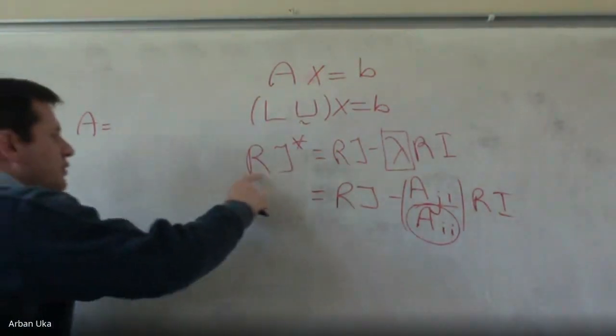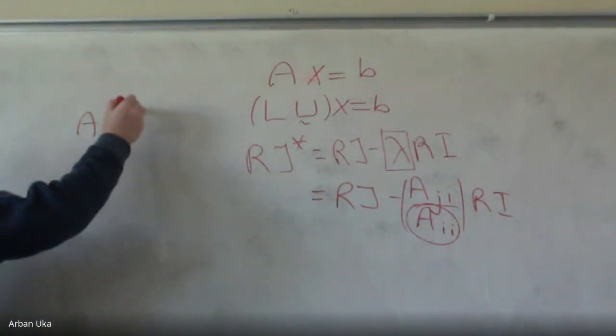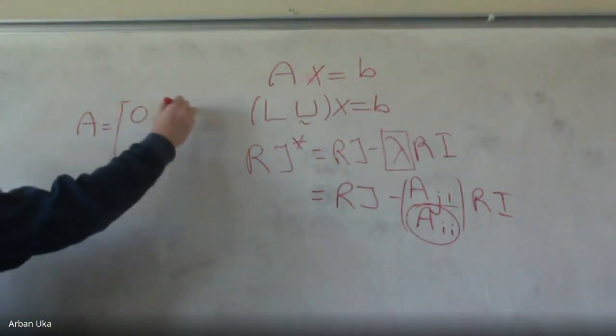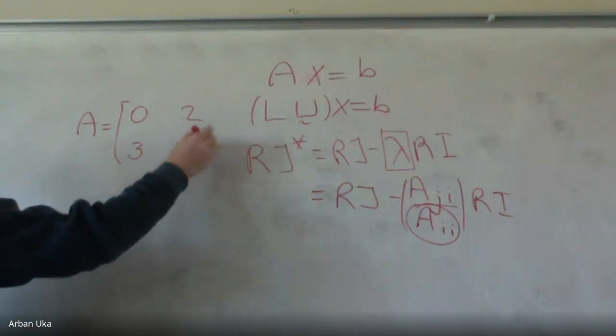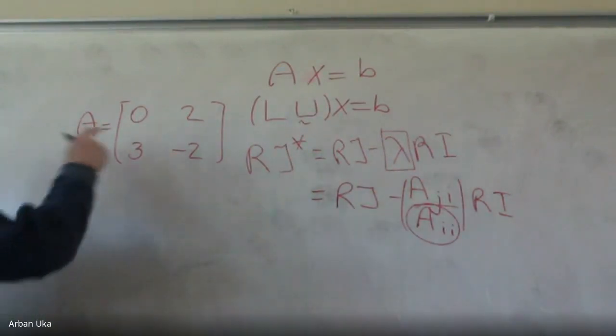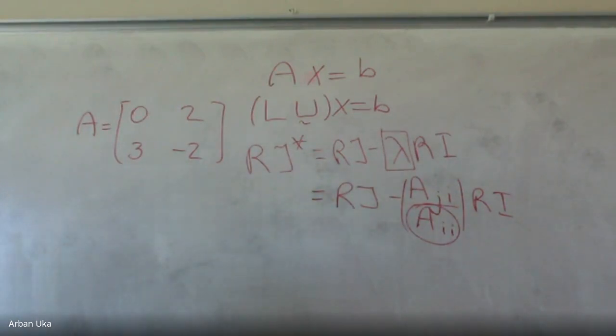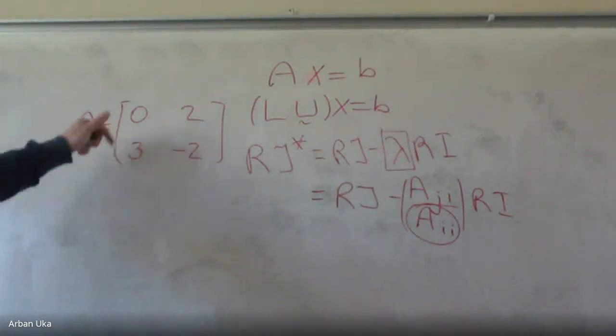So this is how we will exchange the rows, but sometimes we might have this would be 0, 2 through 3 minus 2. So if we have such a matrix, we would have a problem because we would have a division by 0. So we don't like this one. And in order to eliminate such a problem, we use pivoting.